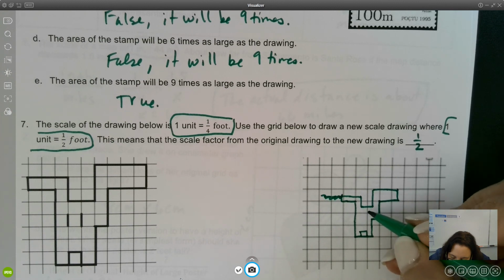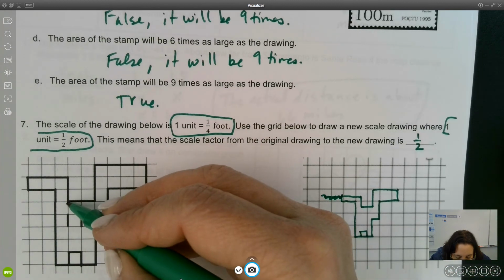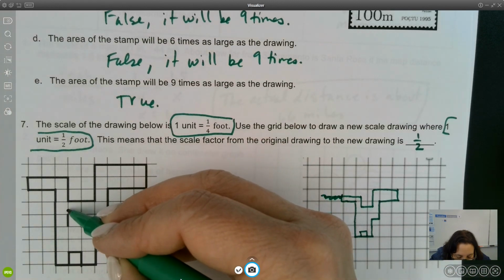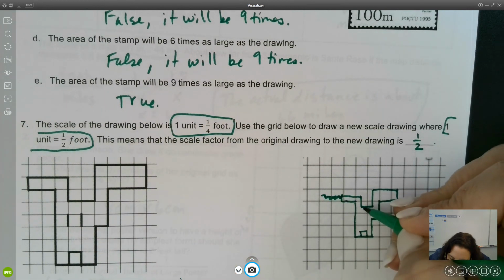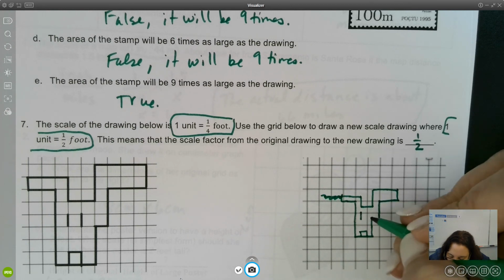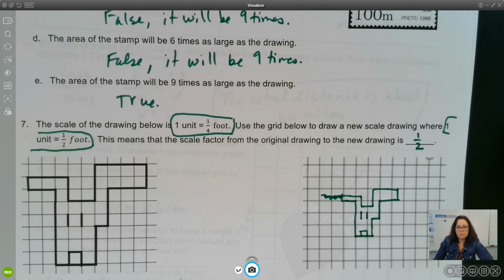Let's see where we are here. Let me see how many we are down. So down, it needs to come down a 1/2 and over a 1/2. So right here and then down a 1/2. And then this one's over here. Okay, that was a little tricky.